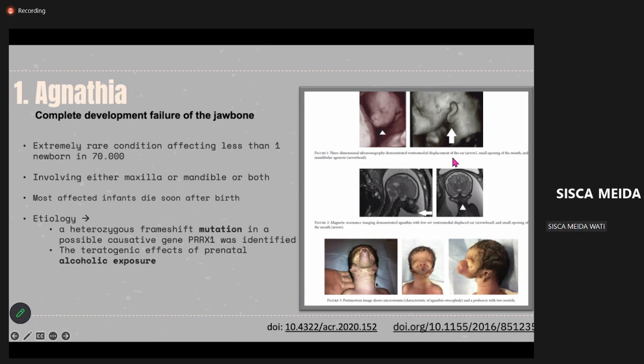Okay, and this is the infant after being successfully delivered. So this is the postmortem image. You can see this condition called microstomia. Okay, and this is otocephaly, right?